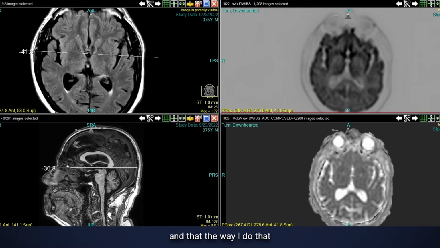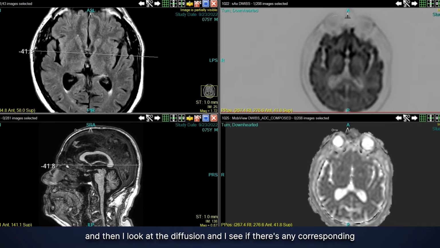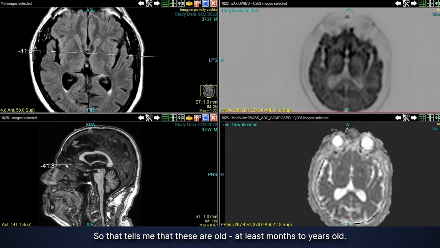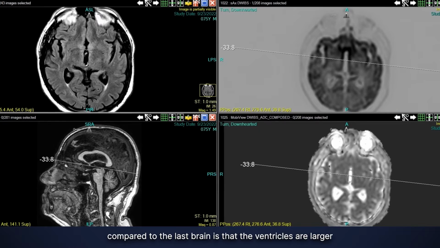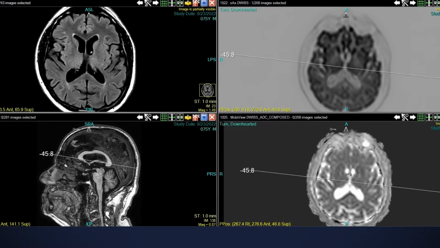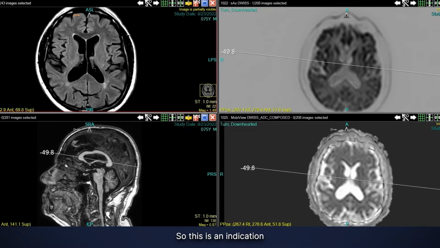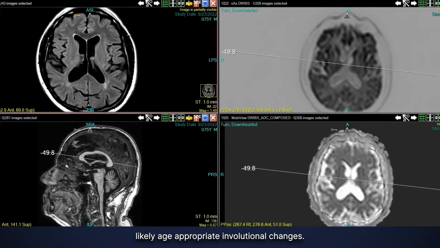The way I do that is I go and find where those white spots are, and then I look at the diffusion and I see if there's any corresponding black spots on there, and I don't see any. So that tells me that these are old, at least months to years old. The other thing that we notice with this brain compared to the last brain is that the ventricles are larger and that the grooves in the periphery between the brain tissue are also larger. So this is an indication that there's very mild generalized volume loss, likely age-appropriate involutional changes.